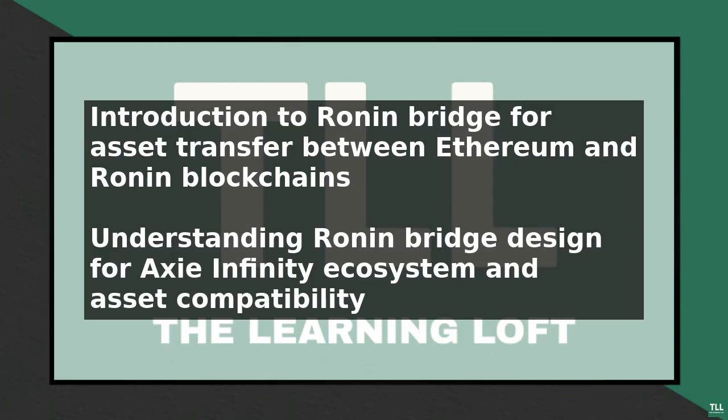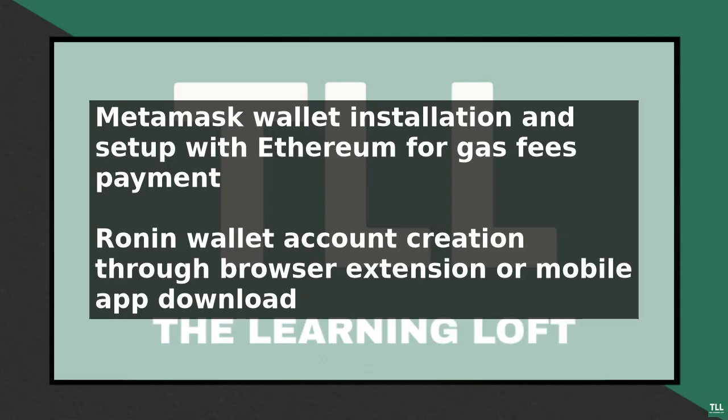To get started, make sure you have a MetaMask wallet installed and set up, with some Ethereum in it to pay for the gas fees. You also need to have an account on the Ronin wallet, which can be downloaded as a browser extension or mobile app. Next, navigate to the Ronin Bridge website and connect your MetaMask wallet to the platform.